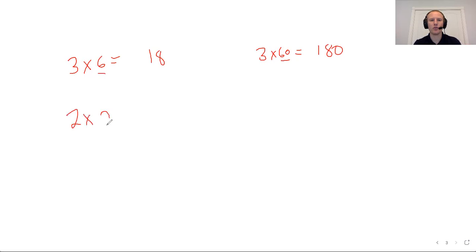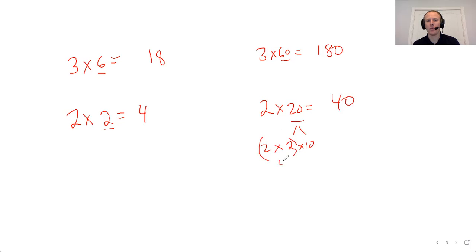2 times 2 equals 4, but 2 times 20 equals 40. Notice the difference here being that 2 and that 20. The 20 is the same as a 2 times 10. So you end up with 2 times 2 is 4 times 10 equals 40. That distributive property is our friend. We use that a lot.